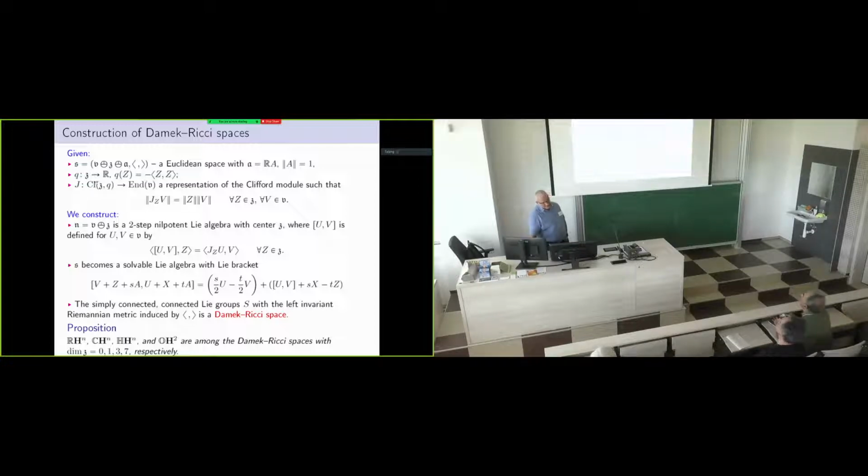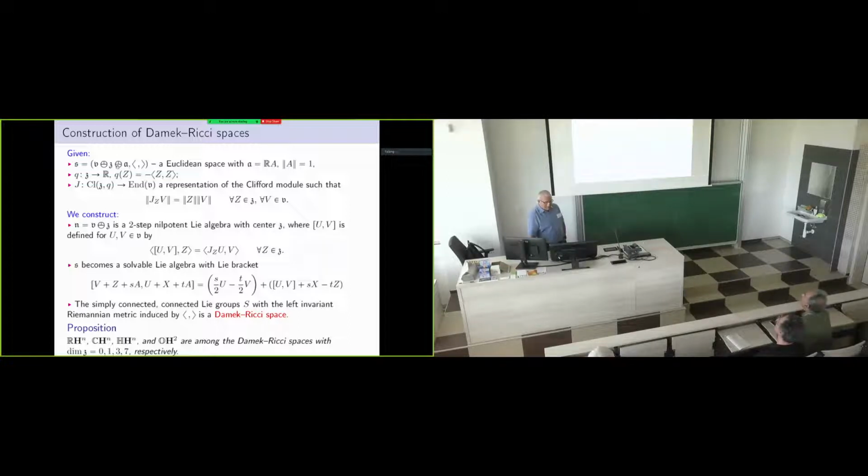This defines a Clifford algebra over Z, and we should take a representation of this Clifford algebra in V. This representation will assign to every element of Z an endomorphism of V, so that if we take a unit vector in Z, then the corresponding endomorphism of V must be an orthogonal complex structure on V, so it will satisfy this condition.